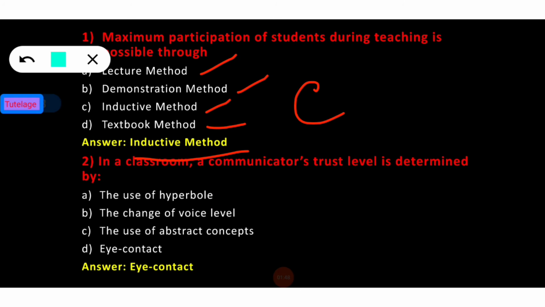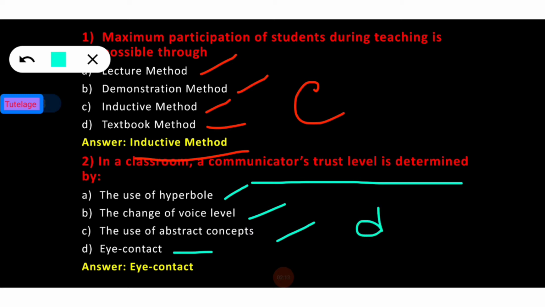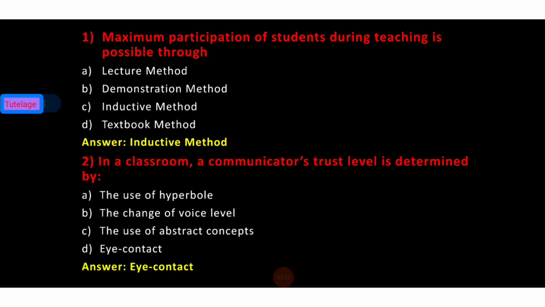Now going to the second question. In a classroom, a communicator's trust level is determined by: the use of hyperbole, the change of voice level, the use of abstract concepts, or eye contact. The most appropriate and correct answer is option D, that is eye contact. So in a classroom, a communicator's trust level is determined by eye contact.